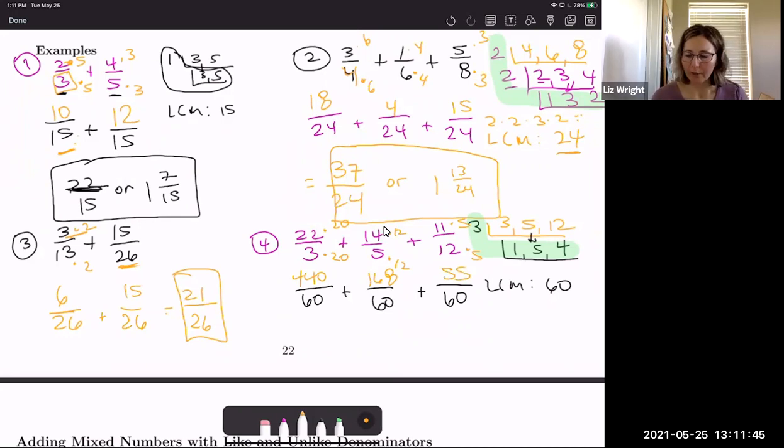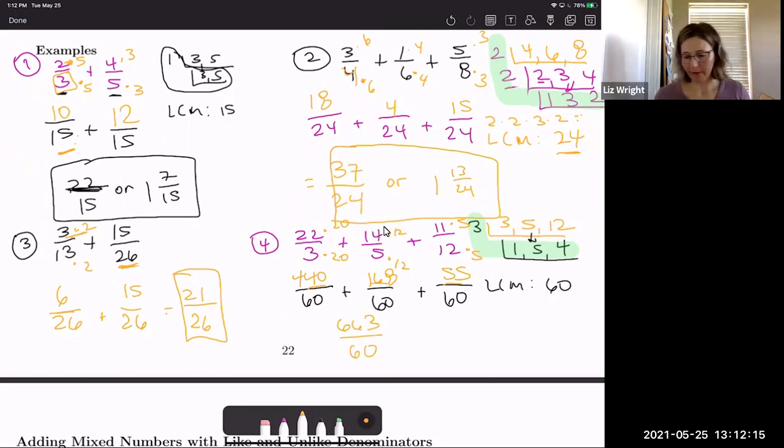It looks good. So now we're going to take our numerators and we're going to add those up, and we should end up getting 440 plus 168 plus 55. Let me add that up. 440 plus 168. You guys should check this in your calculator as well. Make sure we're getting the same thing. Should be 663 over 60. And it definitely looks like we're going to be able to reduce some things here.